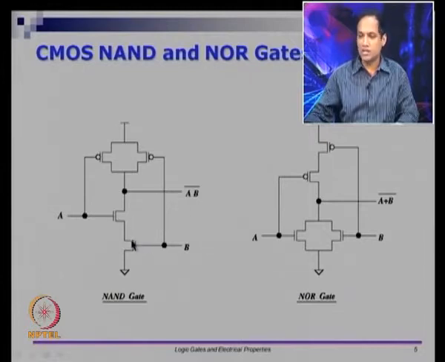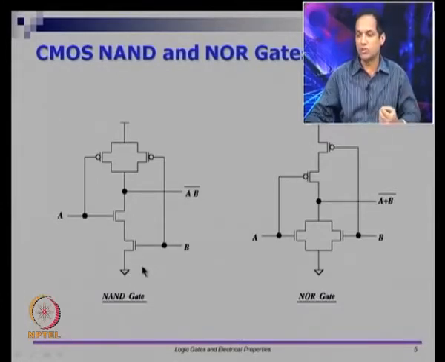If both of them are turned on, then any output voltage that is there will now drain through the two devices and go to 0. So, if both the inputs are 1, the output voltage will discharge to 0. Right. So, this is the characteristic of a NAND gate.